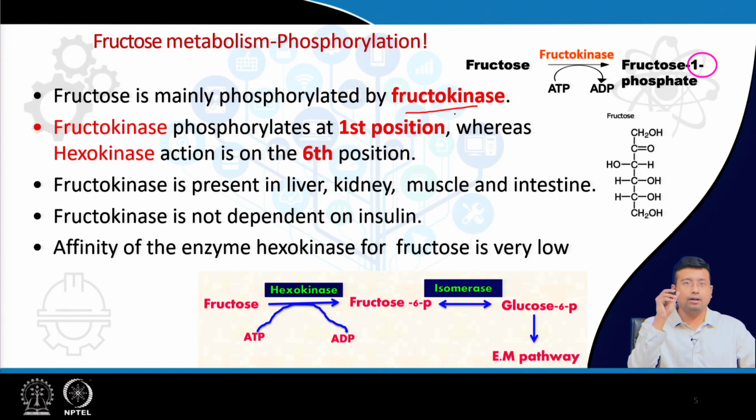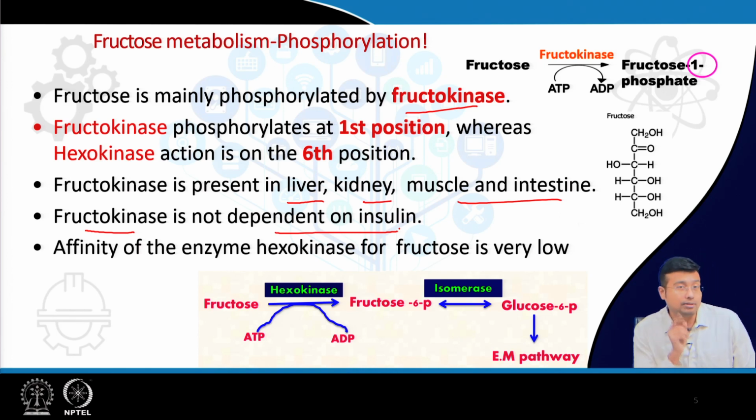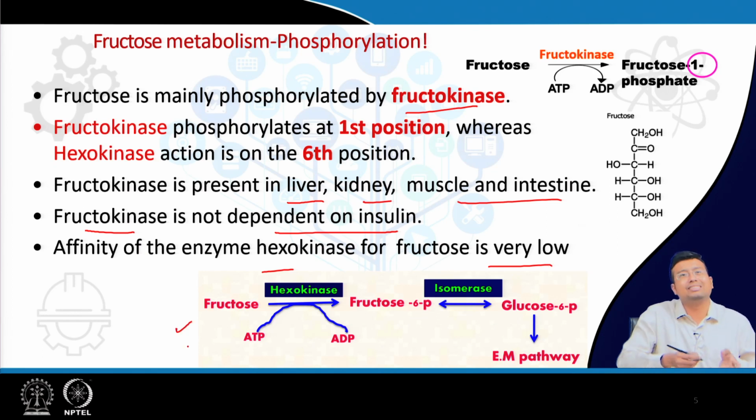But the affinity of hexokinase for fructose is very low. We will be discussing it again. So fructose always prefers to be phosphorylated by fructokinase as compared to hexokinase. Fructokinase is mainly present in the liver, kidney, muscle and small intestine. Very important, fructokinase is not dependent on insulin, but hexokinase is dependent. This is a fundamental difference, and the affinity of hexokinase for fructose is very low.